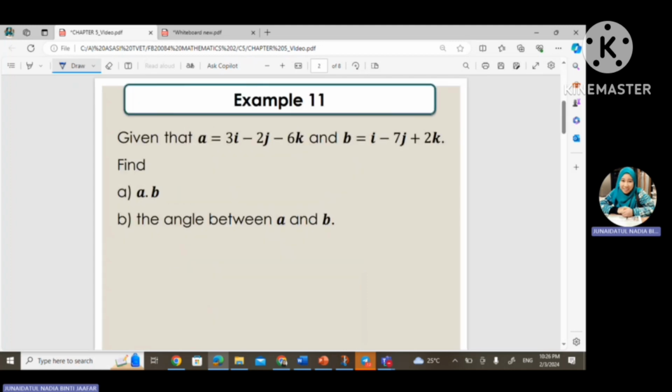Look at this example. Given that vector A equals 3i minus 2j minus 6k and B is equal to i minus 7j plus 2k. So find A dot B, which is the dot product or scalar product.